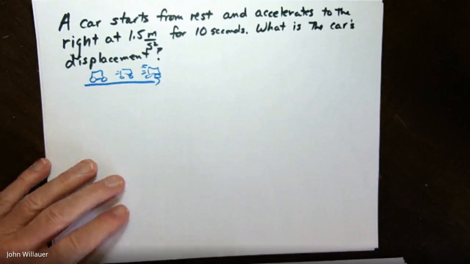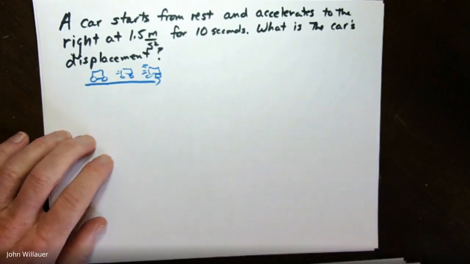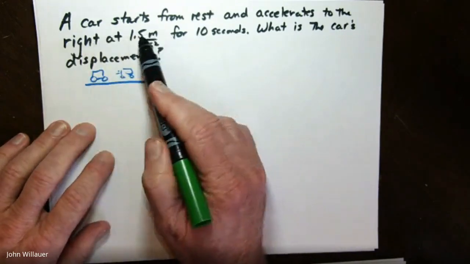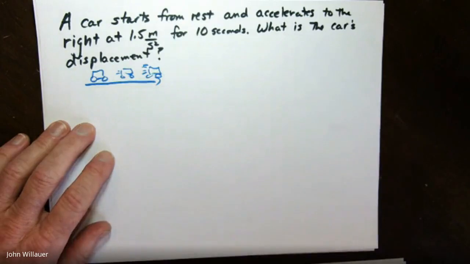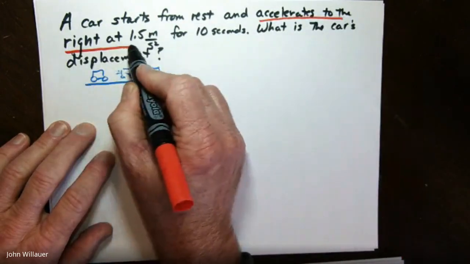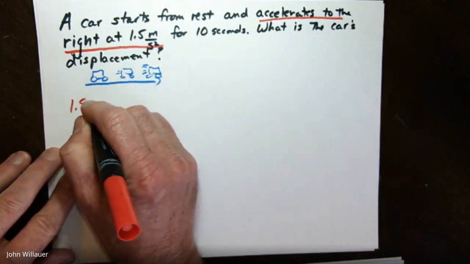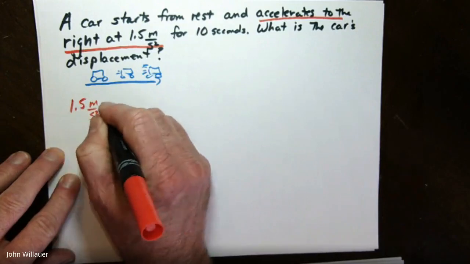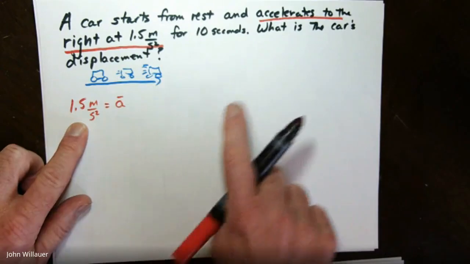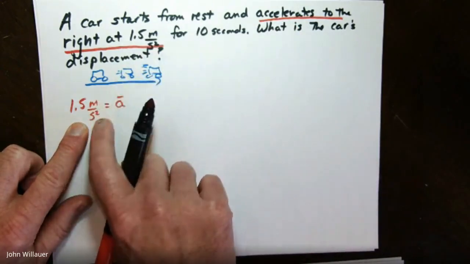We write down our givens. This is the most important part of doing these problems right here, okay? So I read this along, and we come down here and we see accelerates to the right at 1.5 meters per second squared. So 1.5 meters per second squared, that has to be my acceleration. Two ways that I know. It says acceleration, number one. Number two, the units here are acceleration units.